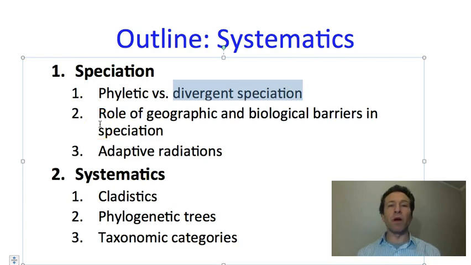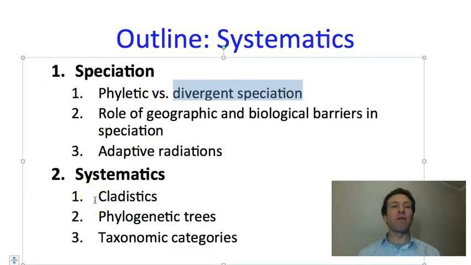Next, we'll talk about the role of geographic and biological barriers in the process of speciation. So we'll see that there has to be something that separates populations, and that can either be a geographic barrier like mountains, or a biological barrier like a population having some plants that use one pollinator and other plants that use other pollinators. And third in this category of speciation, we'll talk about adaptive radiation. This is when one species fairly quickly evolves into many different species.